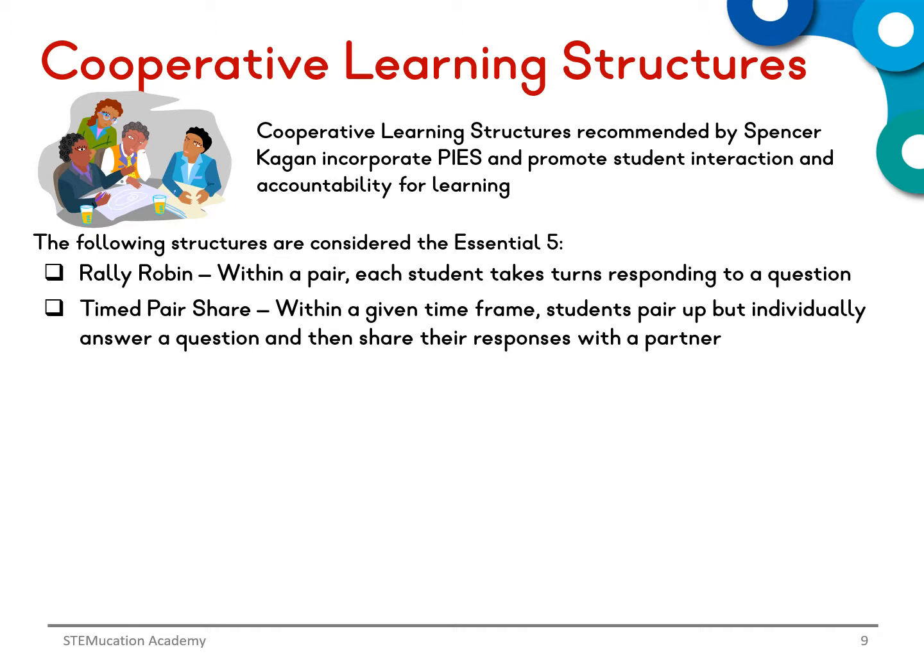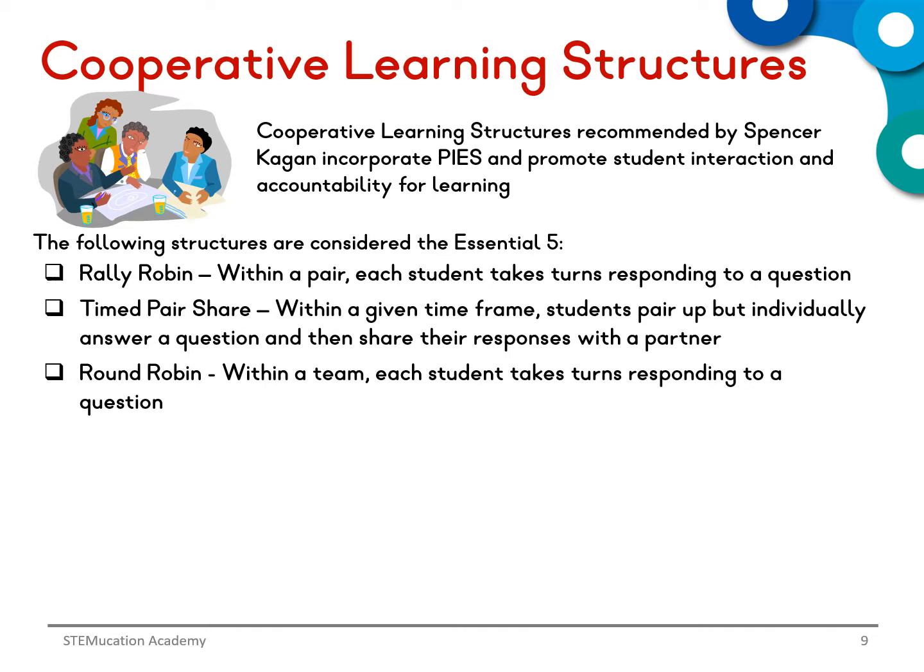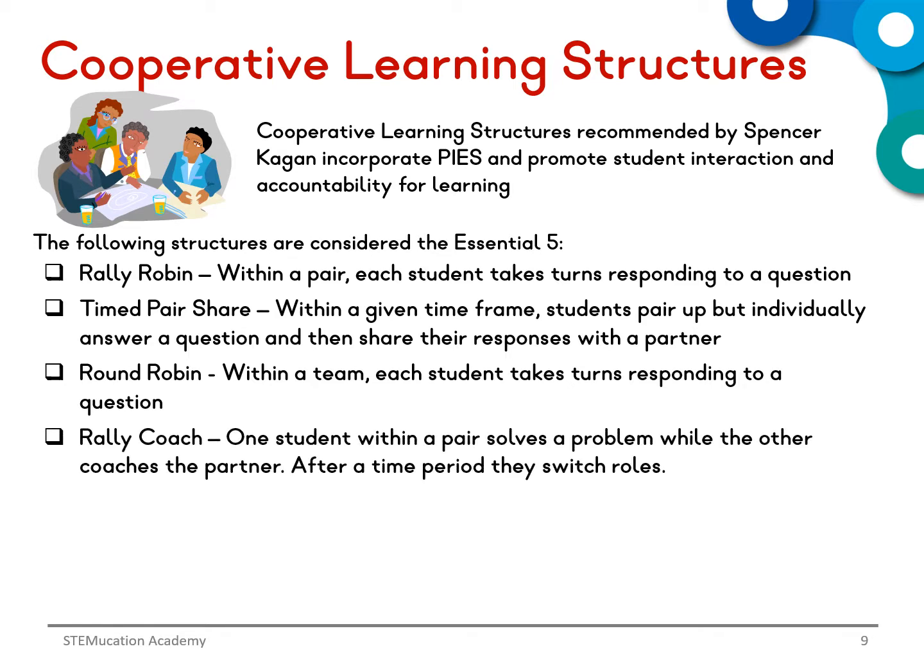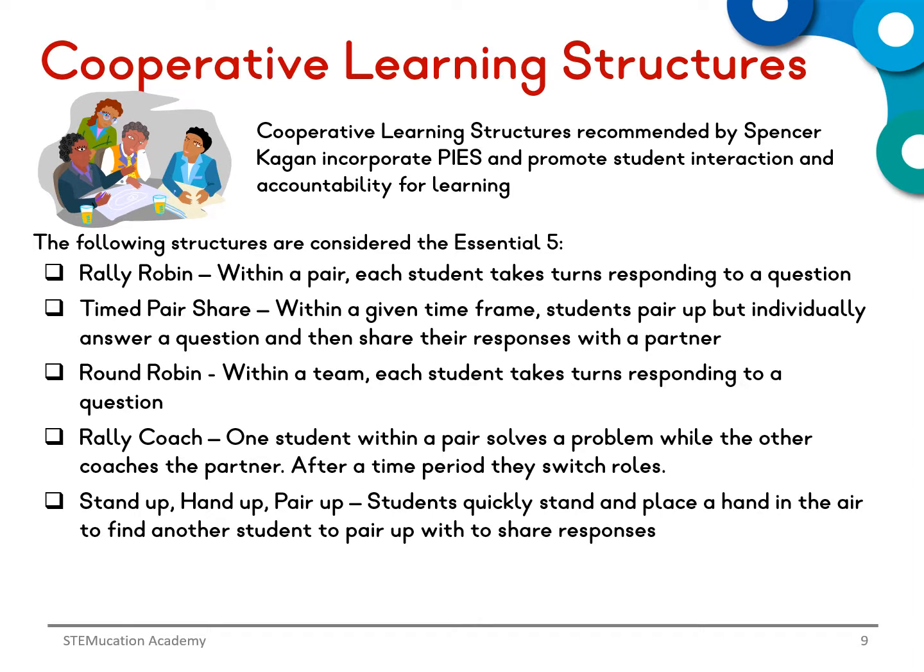Round robin is where within a team rather than a pair, each student takes turns responding to a question. Rally coach allows for one student within a pair to solve a problem while the other student coaches. After a time period, they switch roles. And finally, stand up, hand up, pair up is where students quickly stand up, place a hand in the air, and find another student with a hand up to pair up with and share responses.